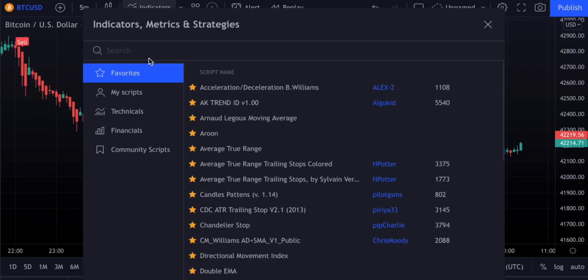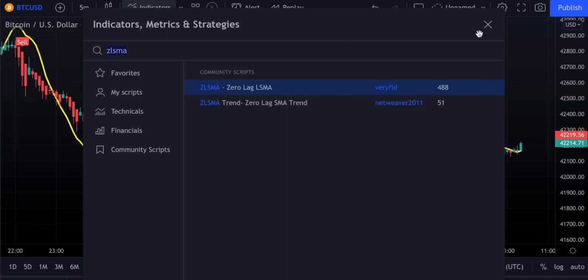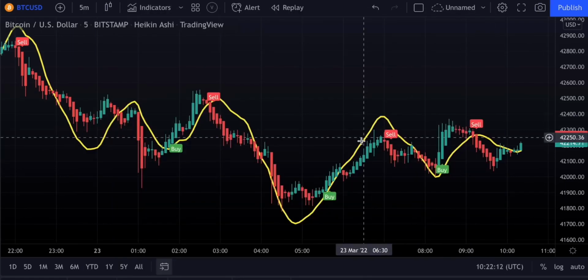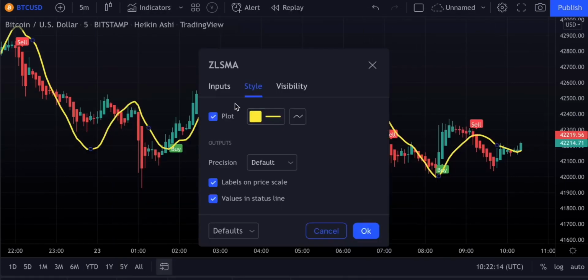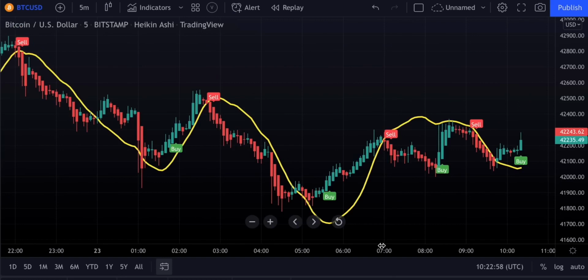But still, we cannot use this indicator on its own, so we're going to add a second indicator to our chart, which is called ZLS MA, so zero lag moving average by Verifid. And we're going to change the settings on this moving average from 32 to 50. Okay, so we got our indicators on our chart ready. Let's get into our entry rules.